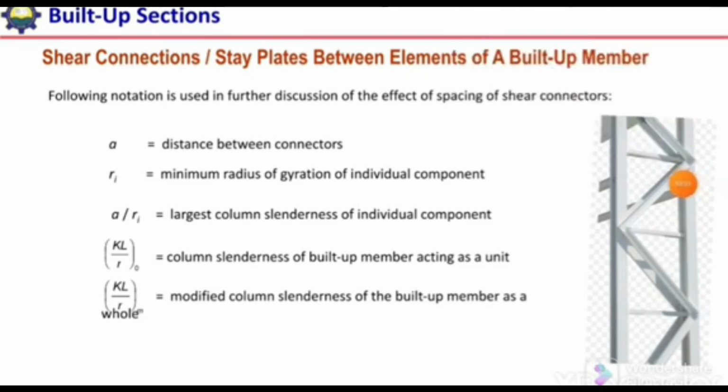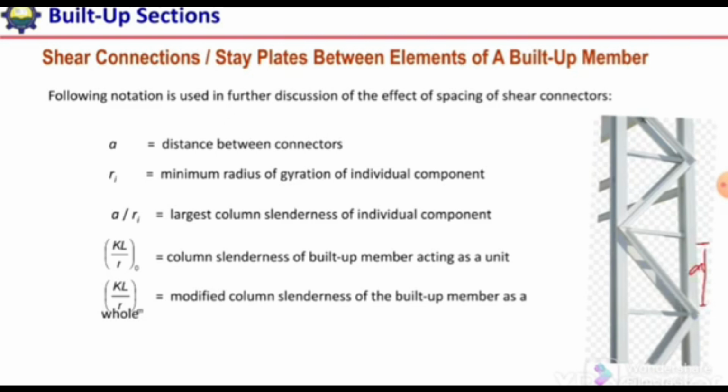And the slenderness ratio of this individual part should be less than the overall slenderness ratio of this built-up section. So the following notations are used for the further discussion of the effect of spacing of shear connectors. We need to consider the modified slenderness ratio when we use lacing elements as well as tie plates. Here, a is the distance between connectors.